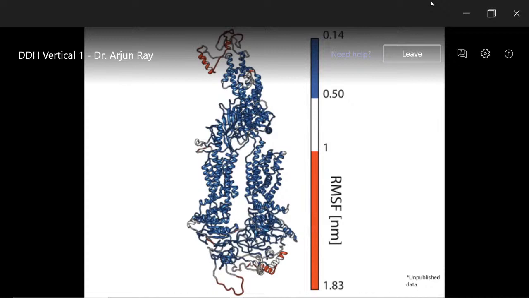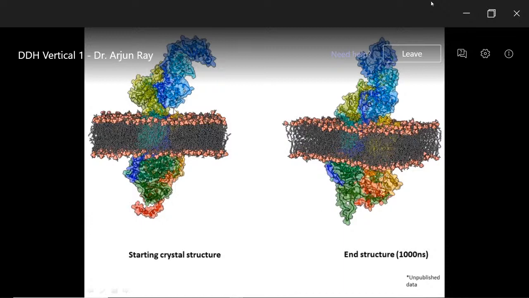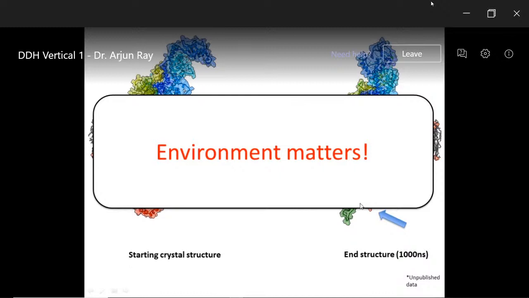If one had to color and map the regions which fluctuate the most, being in its native environment, we see regions on the top as well as on the bottom. But the major difference is, this was our starting crystal structure, and this is our MD resolved crystal structure. One can immediately see that there is a curling up of this red region, which has ended up inside the protein pocket. I guess this is one example which shows that environment matters.